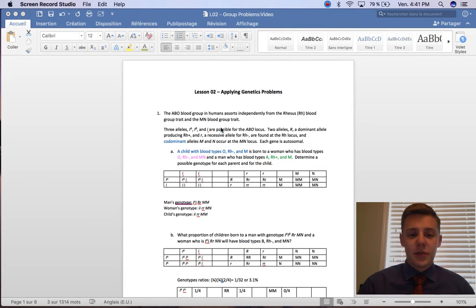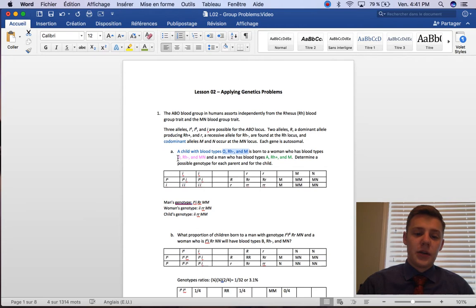So we've gathered this information from problem number 1, and the question we're trying to answer in A is: a child with this type of genotype is born from a woman with this genotype and a man with that genotype. We need to determine the possible genotype for each parent as well as for the child.